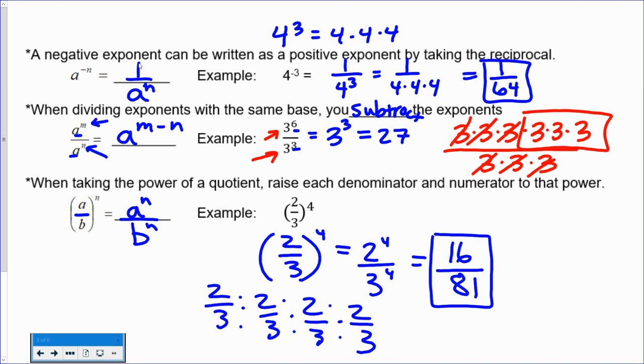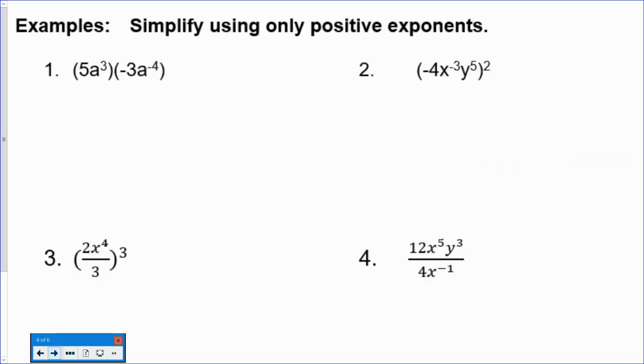Okay, so it's a quick refresher on your exponent rules. Here's 4 examples where we're not just doing one rule at a time. We're going to apply multiple rules to one problem. My suggestion would be to pause the video and see if you can do these 4 on your own. Then you know you're good to go with the exponent rules. But I'll give you the answers here right now.